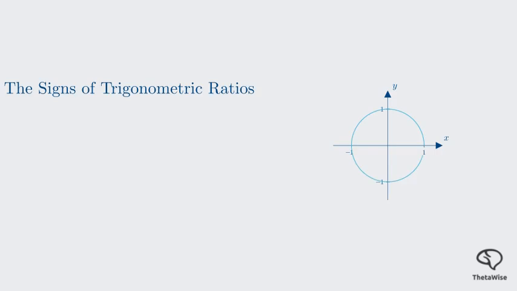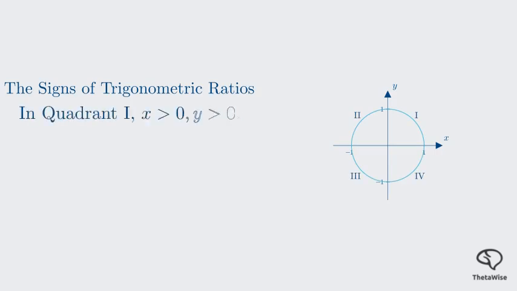A key application of the unit circle is to determine the sign of sine, cosine, and tangent in each of the four quadrants of a Cartesian plane. This will be our next learning objective. We can think of the x-axis and y-axis dividing the unit circle into four quadrants. Let's analyze the signs in each quadrant.